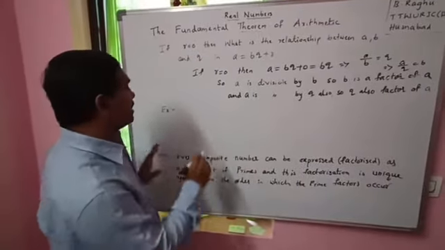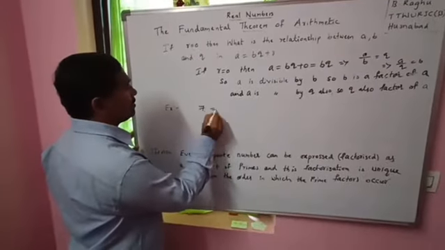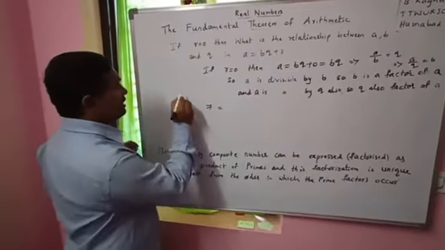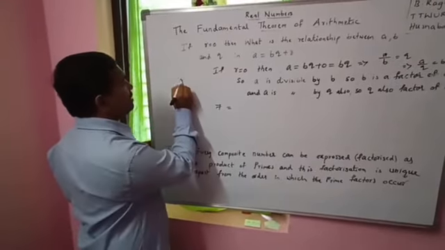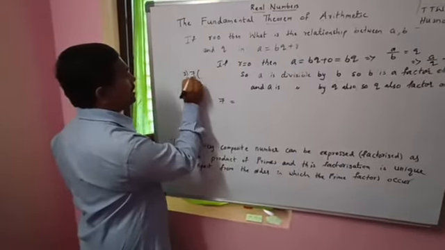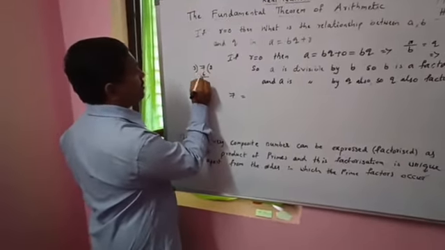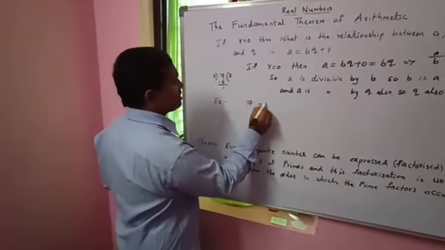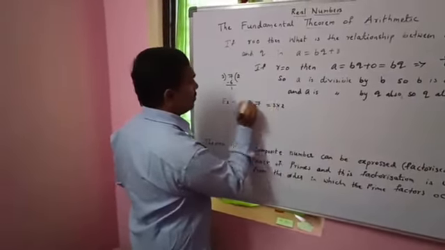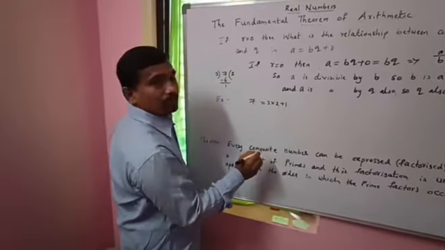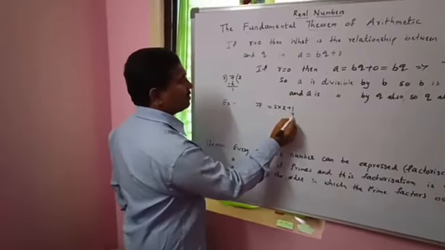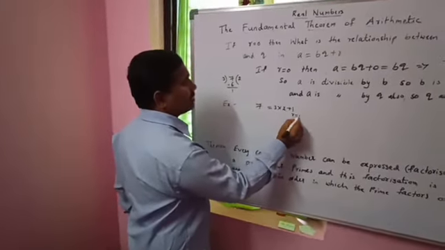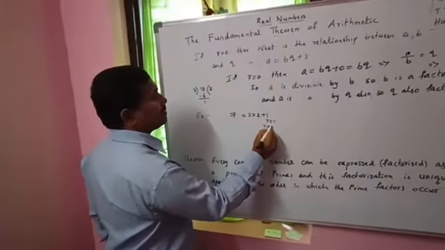So for example, if you take the number 7, 7 divided by 3. 3 twos are 6, 7 minus 6 is 1. So 7 can be written as 3 into 2 plus 1. So here what is R? R equal to 1. R is not equal to 0.